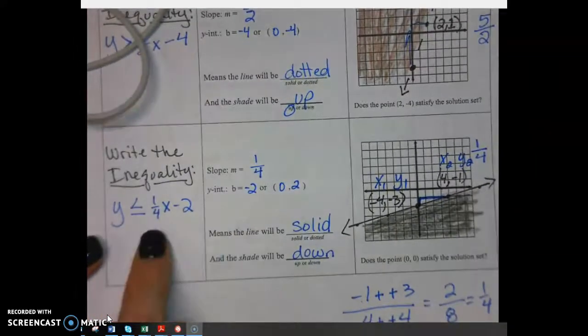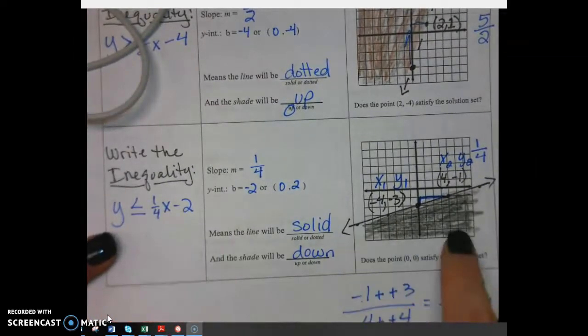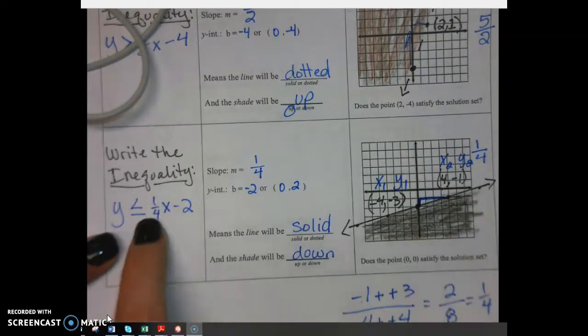So if I gave you this, you could give me this. If I give you this, you should be able to give me this. This sounds like a perfect quiz.